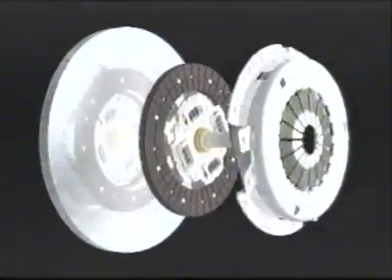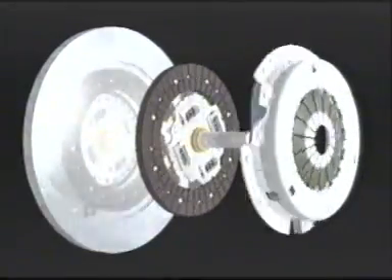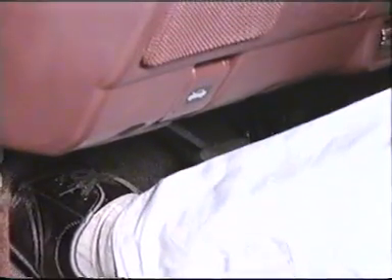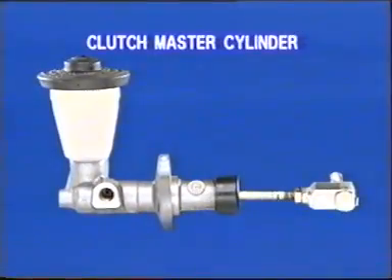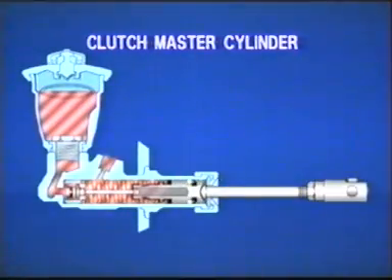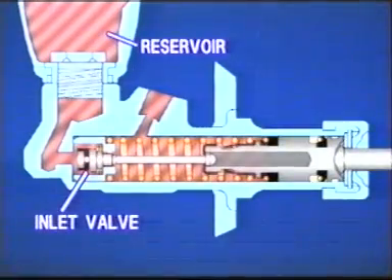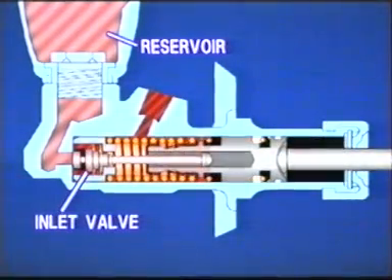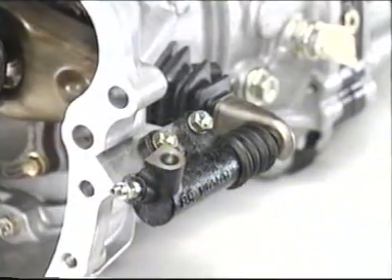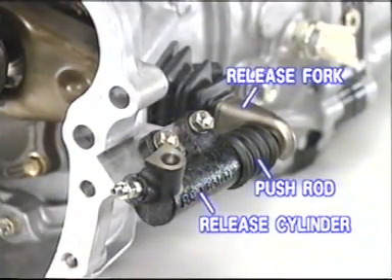Here is how the clutch functions. Depression of the clutch generates the sliding movement of the piston. In the clutch master cylinder, that sliding movement converts to hydraulic pressure. The inlet valve closes the reservoir passage. The elevated hydraulic pressure is transmitted to the release cylinder.